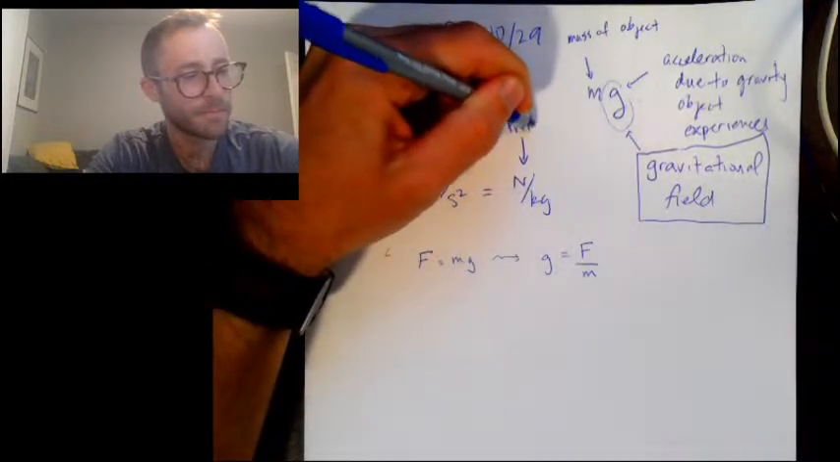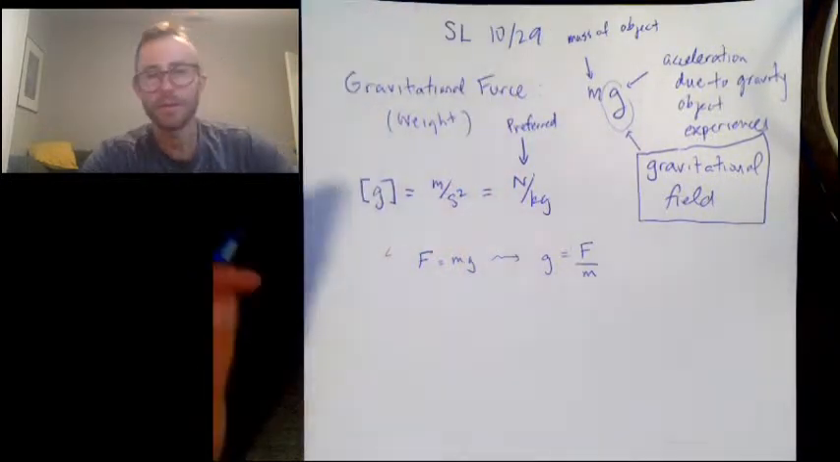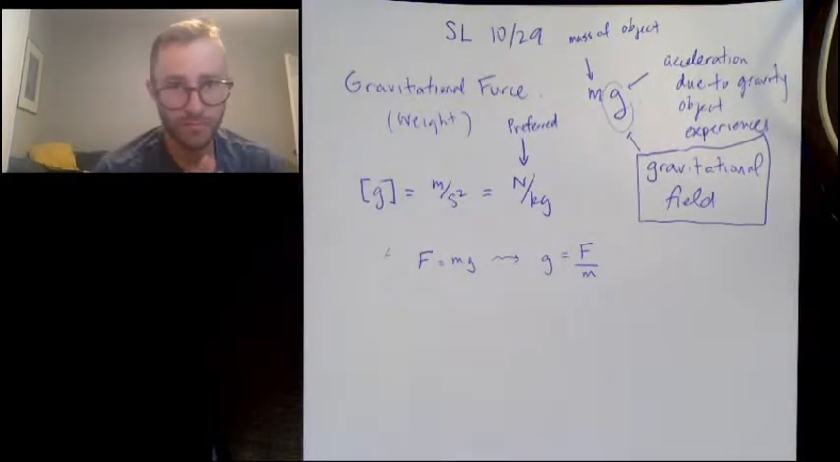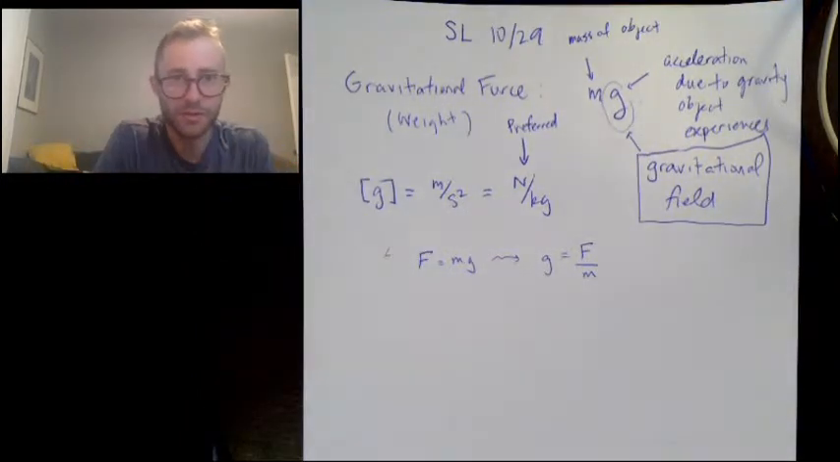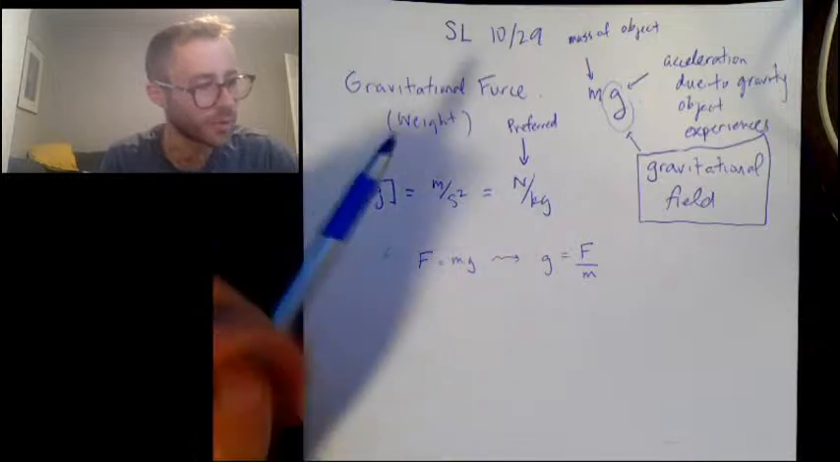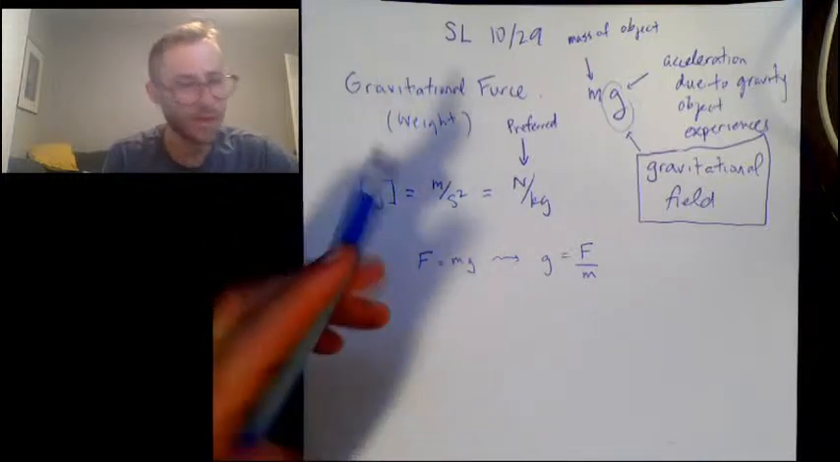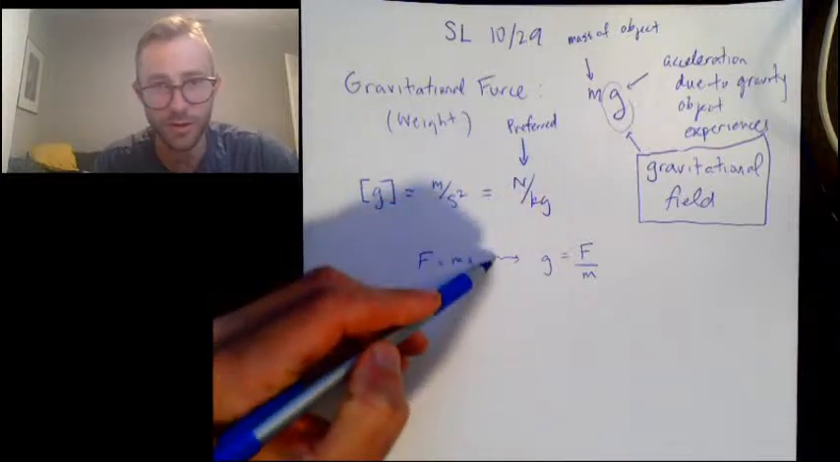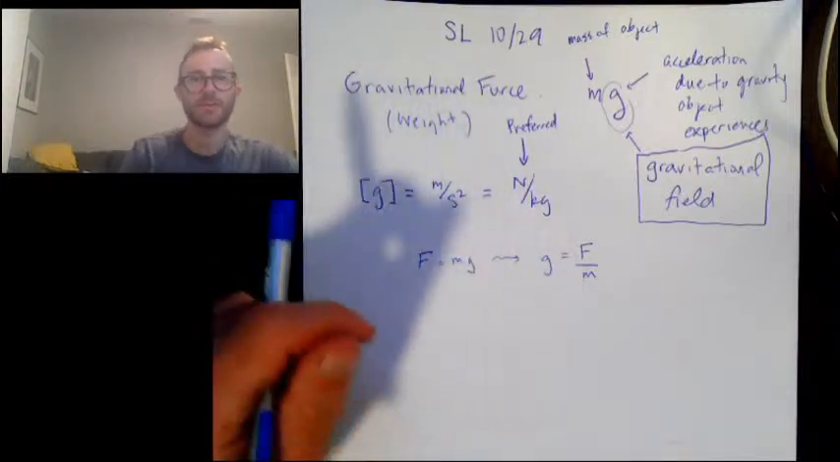All right. So the gravitational field of the Earth at its surface is 9.8 meters per second squared, or we could say 9.8 newtons per kilogram. Both of those are okay, but I just want to prepare you for the IB exam where they're going to use the units newtons per kilogram for the gravitational field.